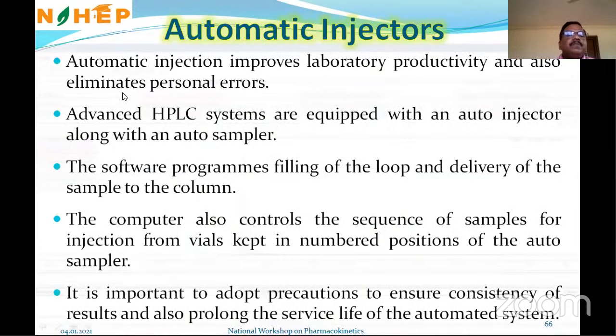Coming to the automatic injectors, automatic injection improves laboratory reproducibility and also eliminates personal errors. Advanced HPLC systems are equipped with automatic injectors along with autosamplers. Here software programming is required. With this program, filling of the loops and delivery of the sample into the column will take place. The computer also controls the sequence of the samples for injection from vials kept in numbered positions of the autosampler. It is important to adopt precautions to ensure consistency of results and to prolong the service life of these automated injectors.